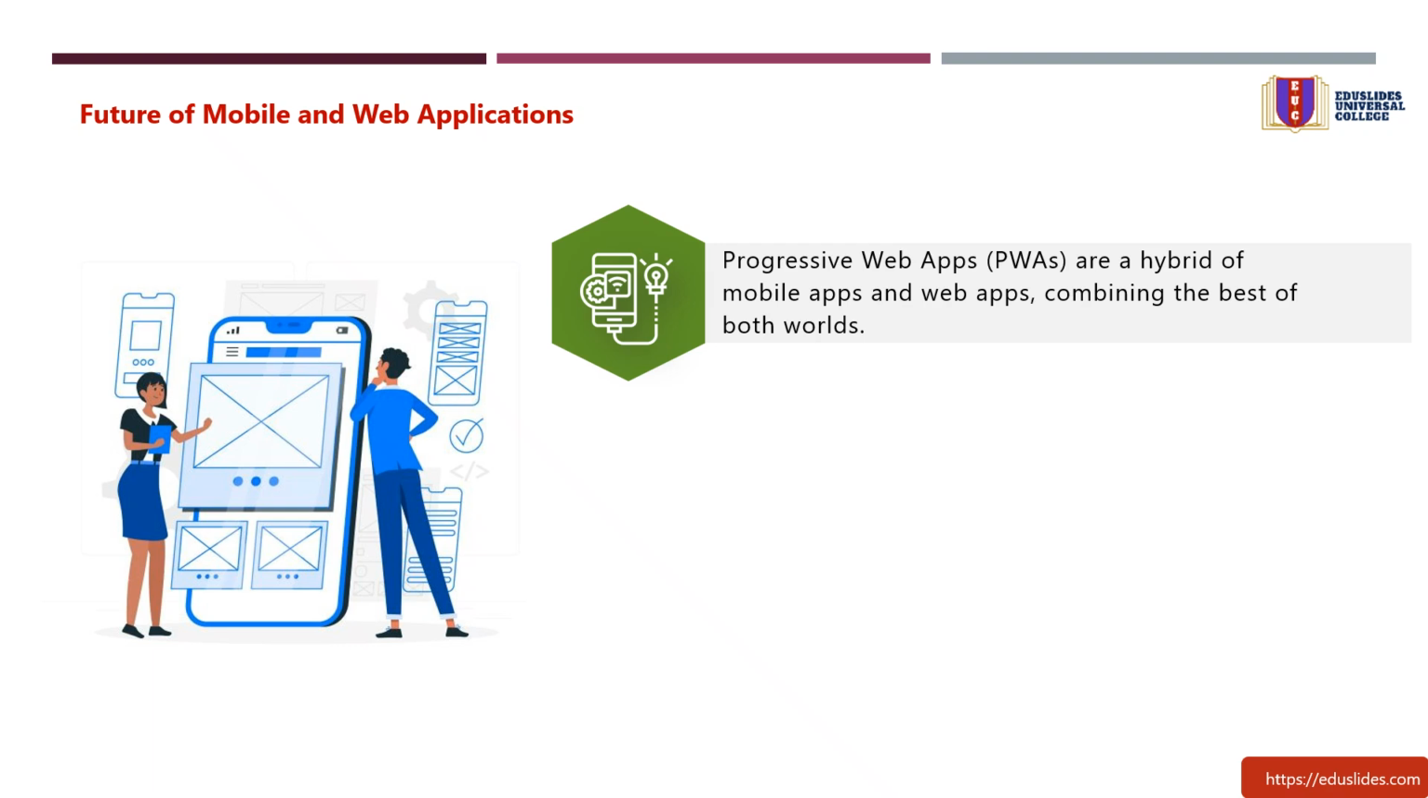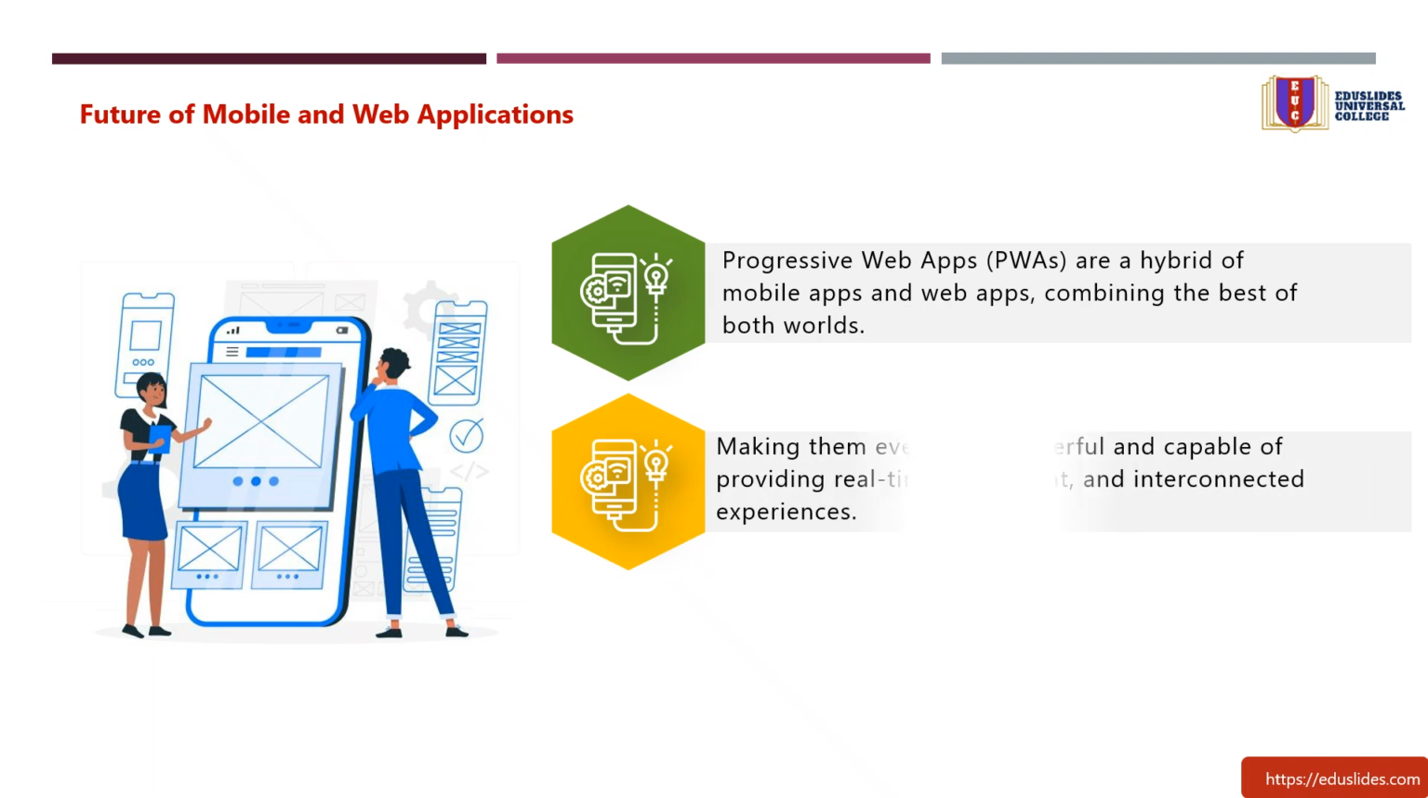Additionally, the advent of new technologies like 5G, artificial intelligence, AI, and Internet of Things, IoT, is likely to shape the development of both web and mobile applications, making them even more powerful and capable of providing real-time, intelligent, and interconnected experiences.